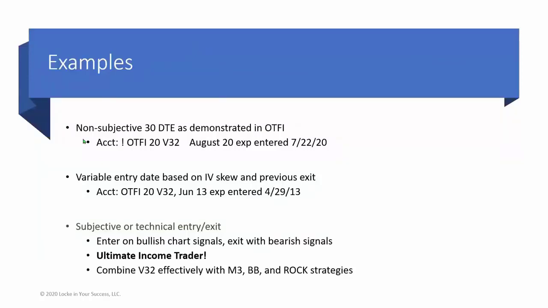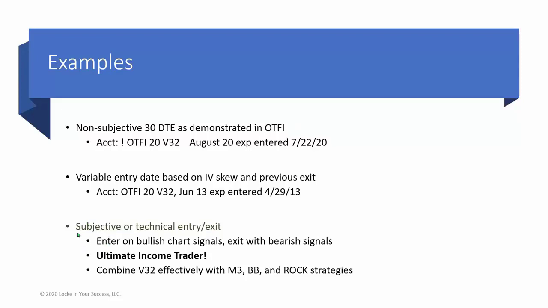Okay, so I'm just going to show you graphically what this strategy looks like, and I'm going to go over an example of a non-subjective 30-day entry, and then we'll just talk about a variable date entry and why that's there. Mainly it's based on IV skew and previous exit, but we'll talk to that when we get there. And then I guess, Stephen, you can address some subjective or technical entry exits stuff.